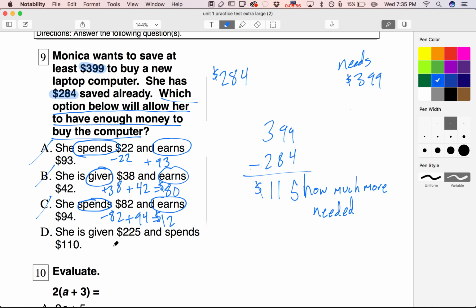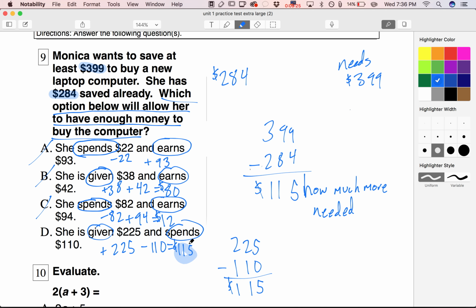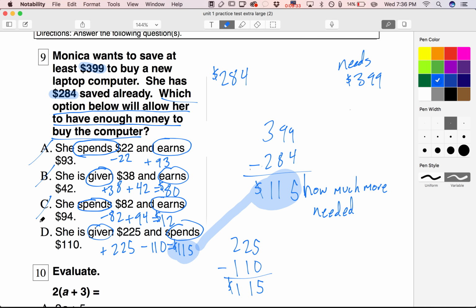She is given 225, so given adds 225, spends, so she loses 110. Now this one looks promising, especially because we already crossed through all of these. So we got to take it a little slow to make sure though. 110, subtract this, you have 5, 1, 1. So is this the 115 that she needs? Yep, this equals 115. That's exactly what we were looking for here. So this matches up perfectly with this. So D is definitely your answer.